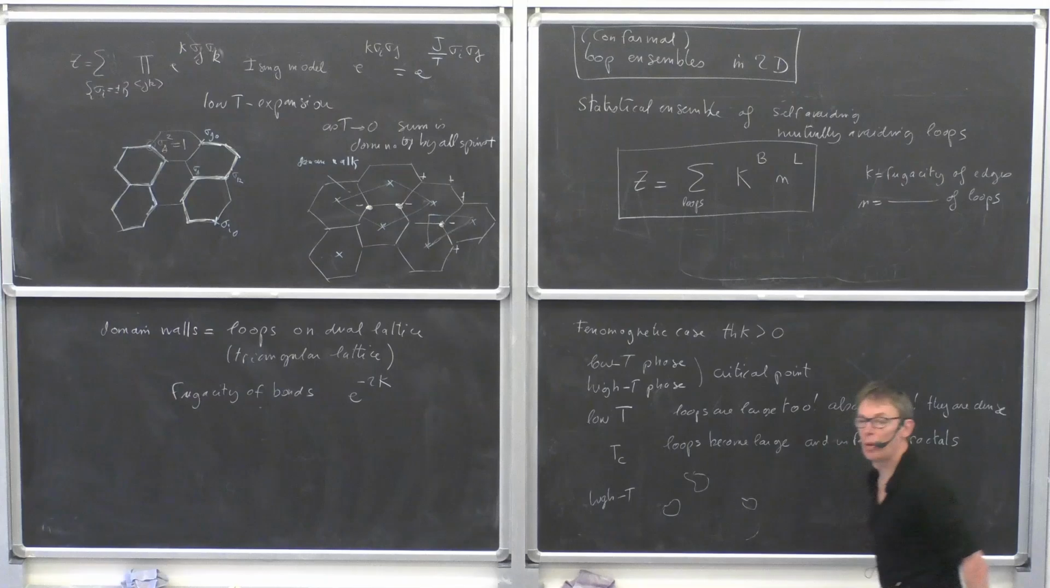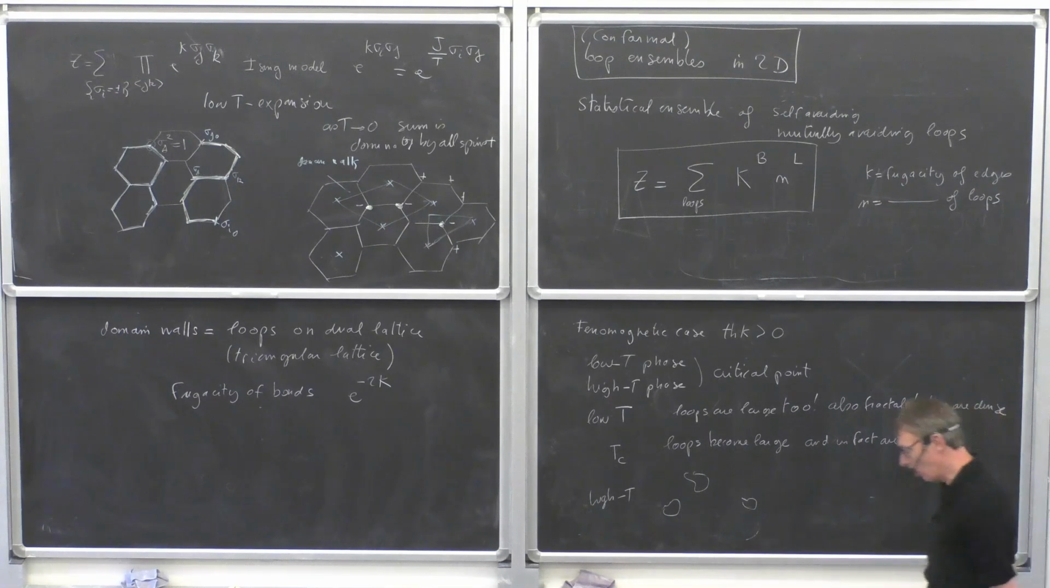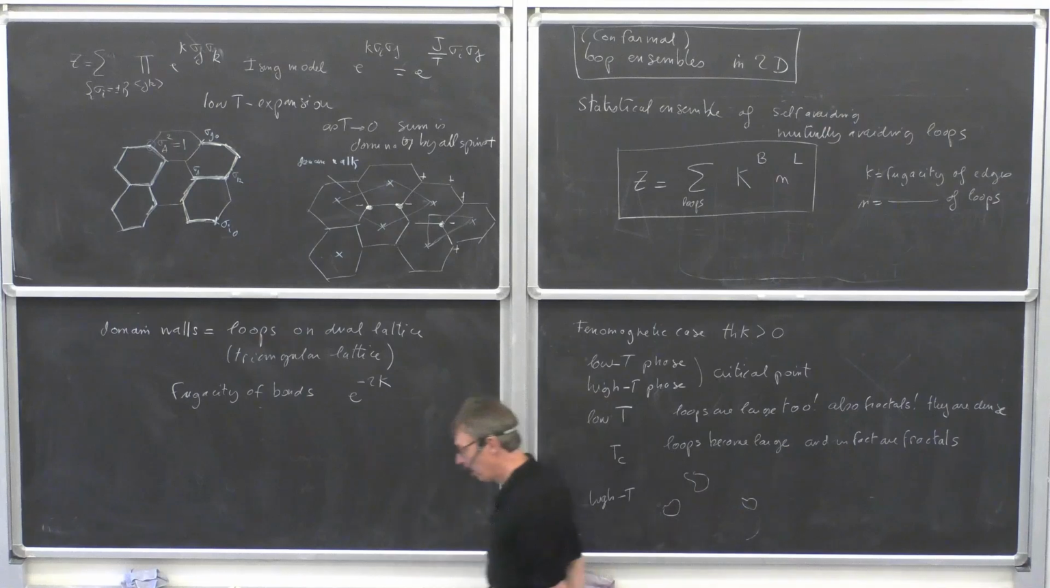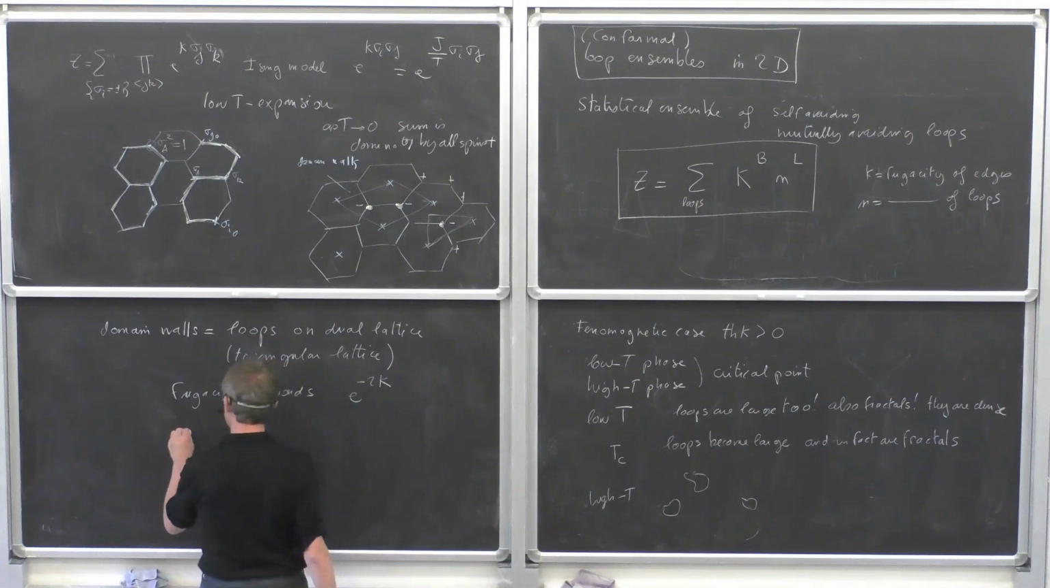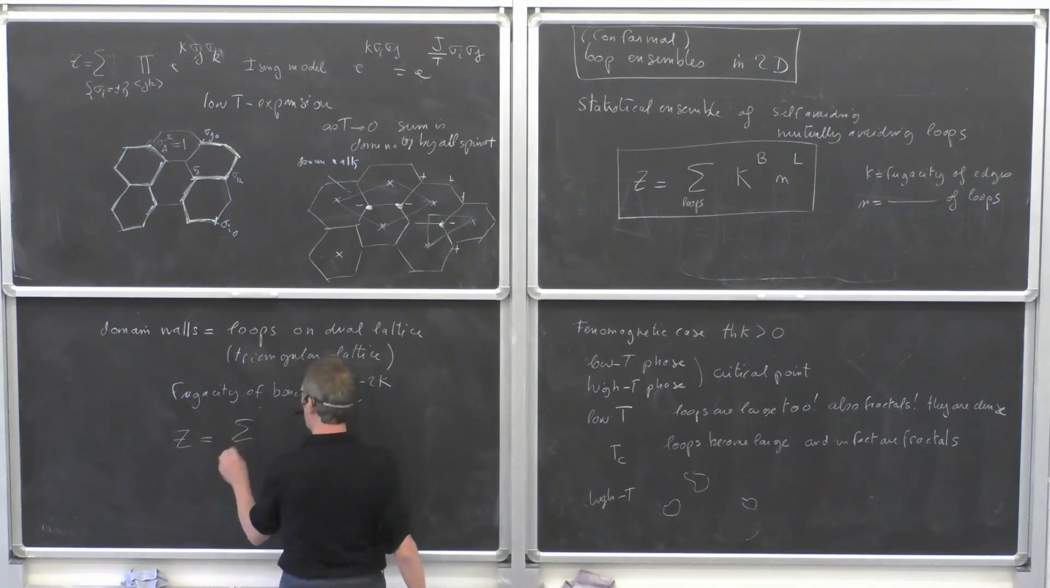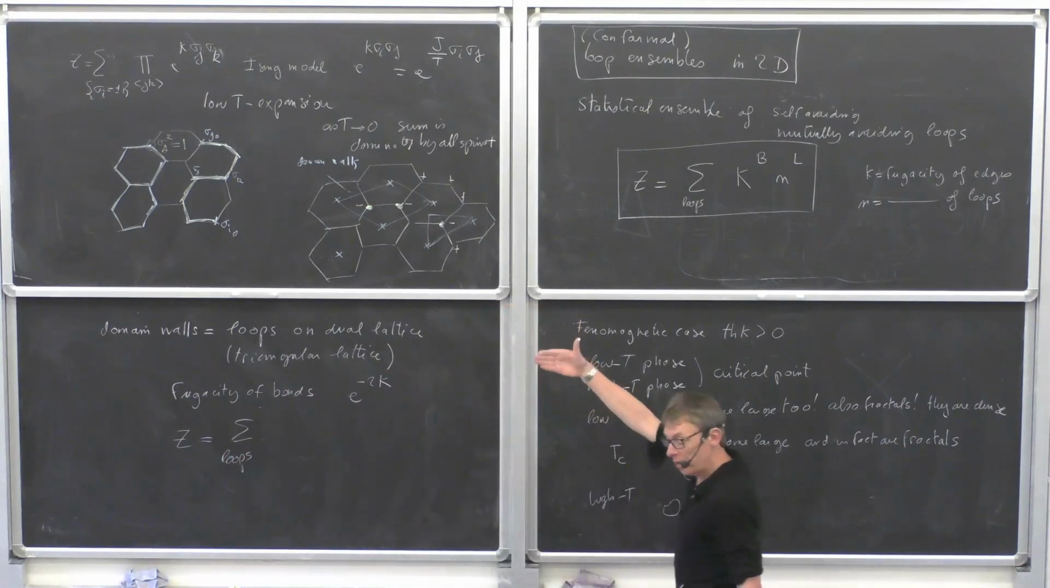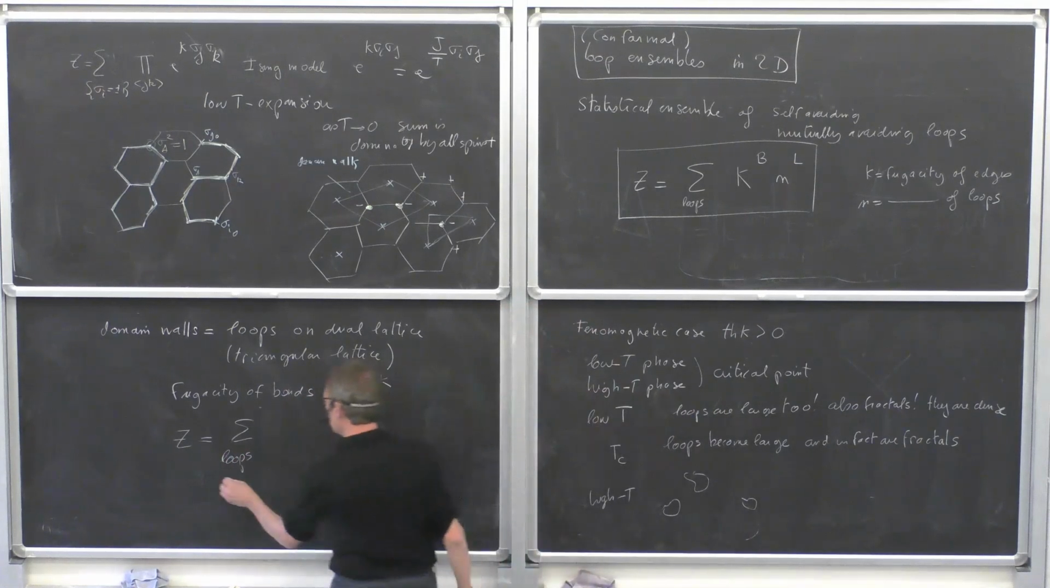So we can reformulate the Ising model not at a high temperature expansion, but as a low temperature expansion, again as a loop ensemble. Z is again a sum over loops, not on the original lattice, but on the dual lattice.